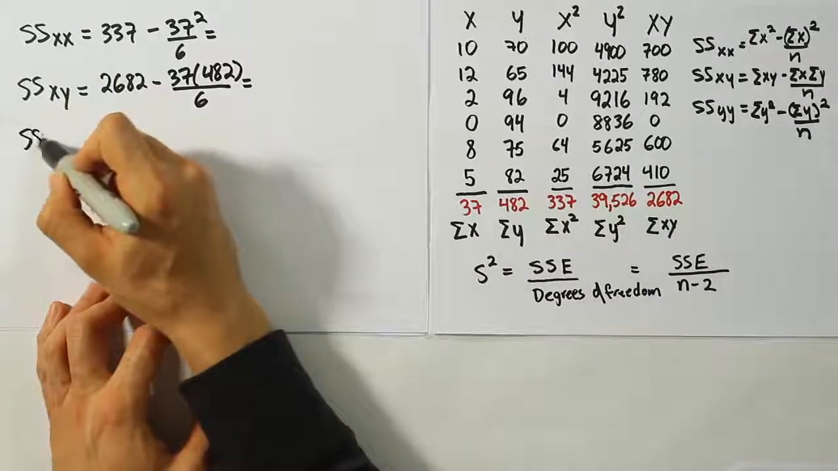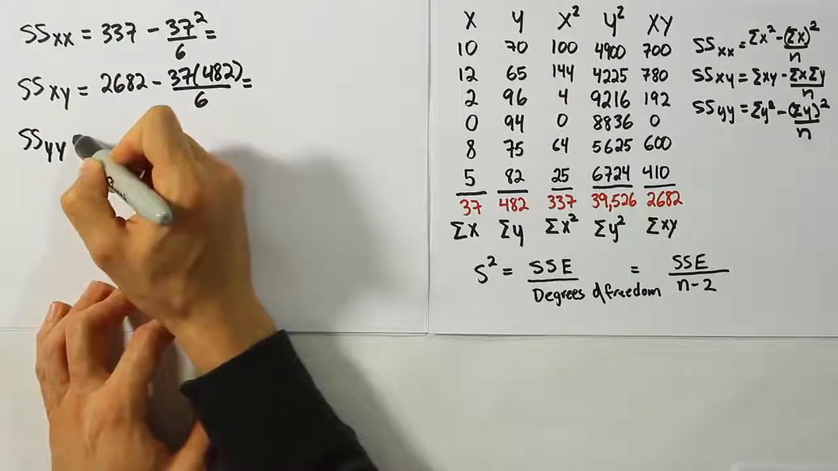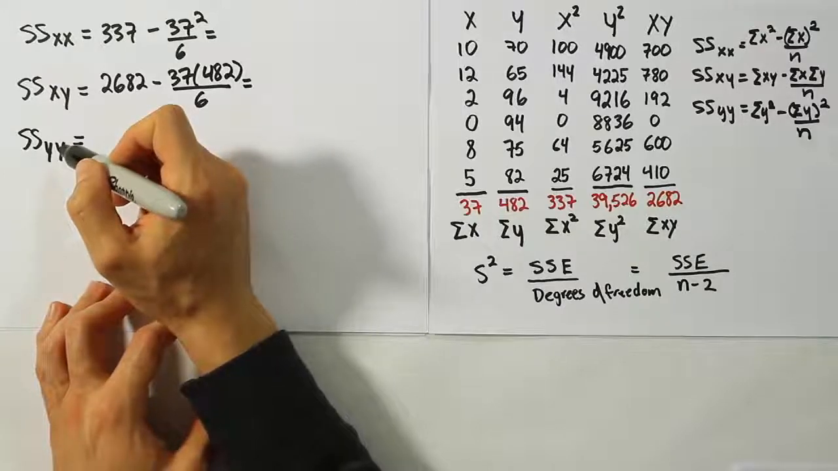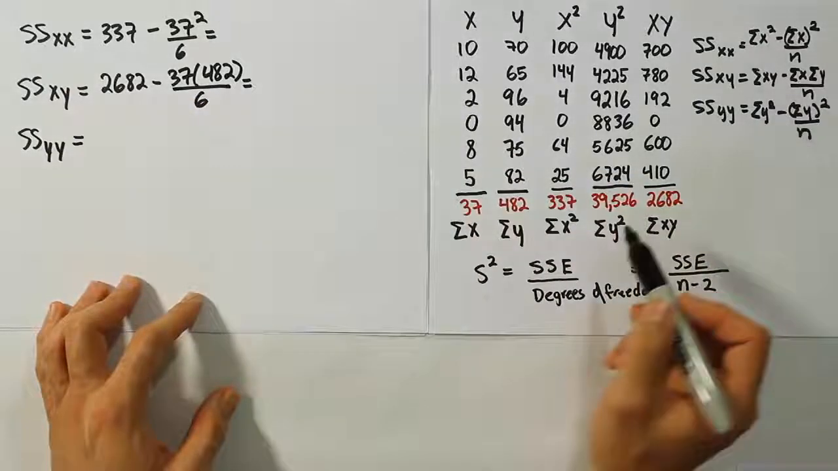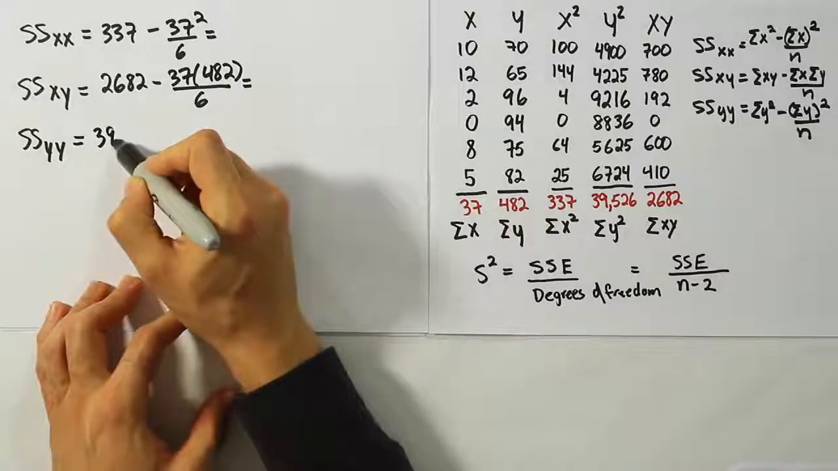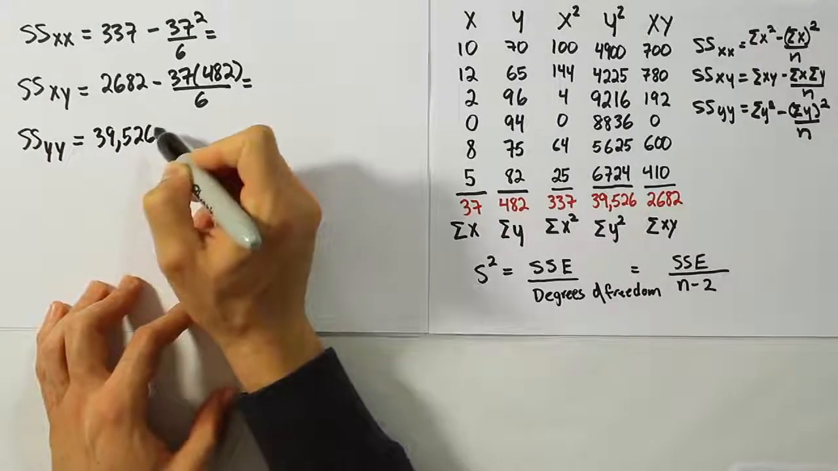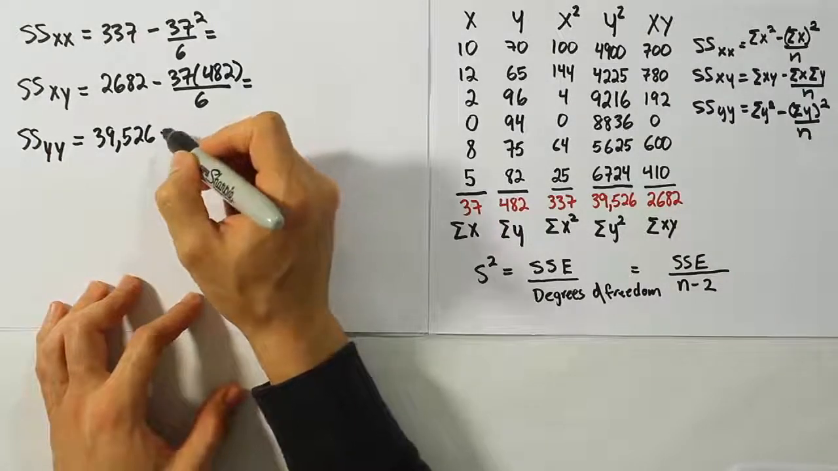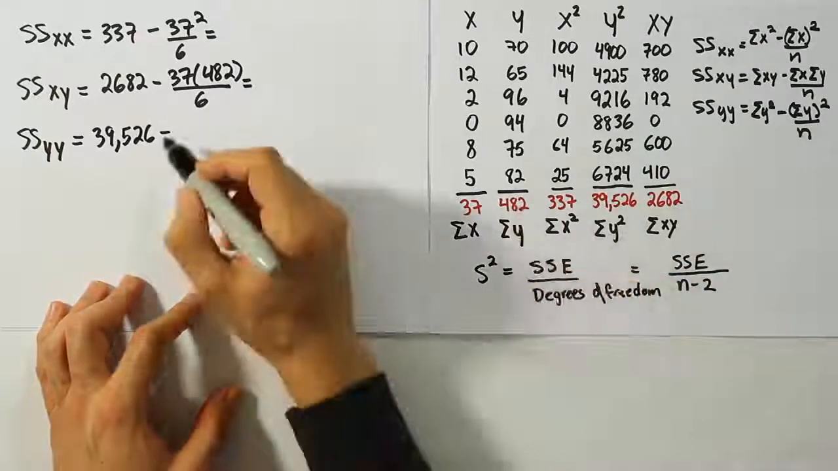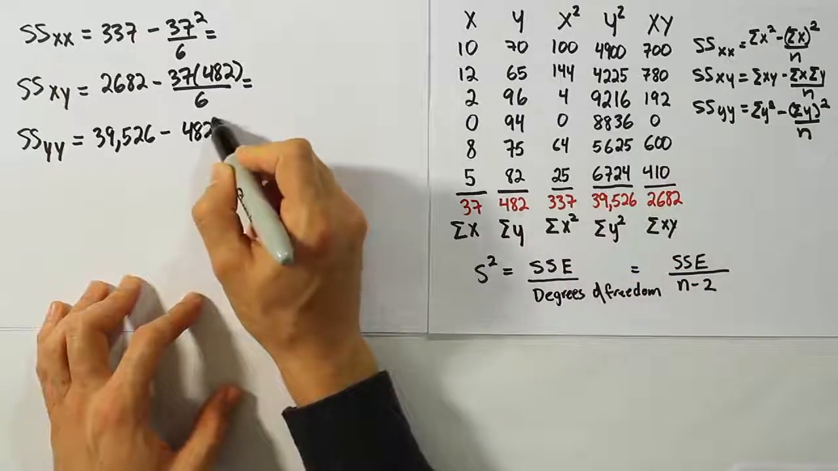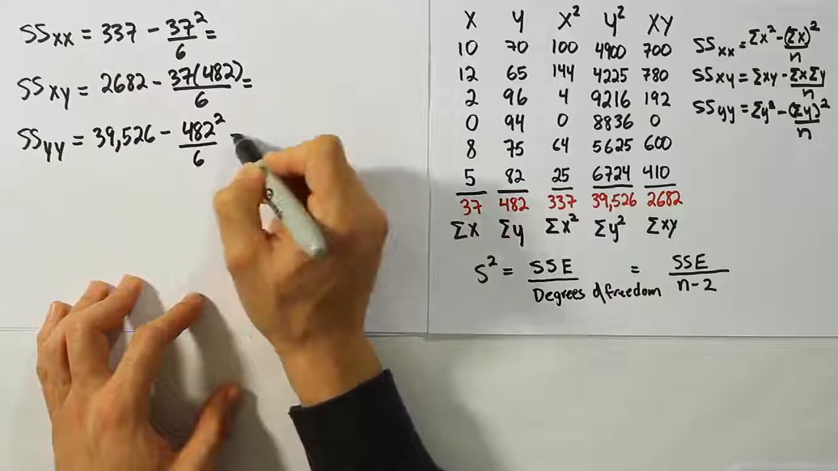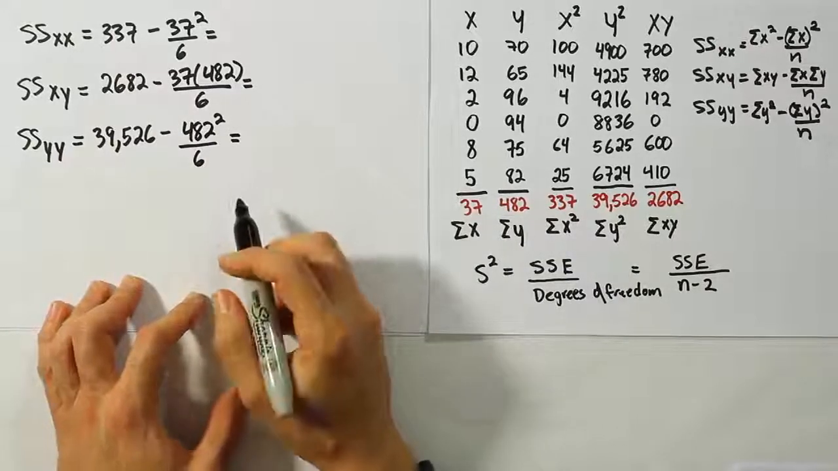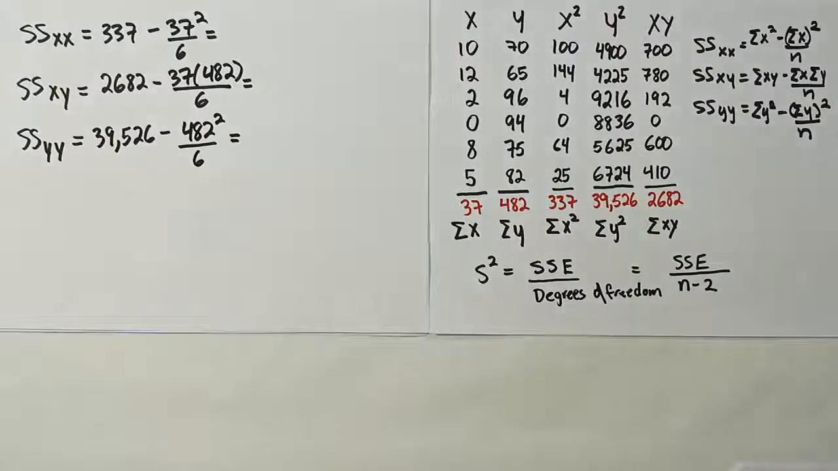Then we'll have the sum of squares for the y term. Sum of squares y. And that is, again, the sum of y squared, which is going to be 39,526. Then we're going to minus the sum of the y term squared, which is going to be 482 squared, divided by 6. Okay, so let's work out those three values right now with the calculator and see what they give us.